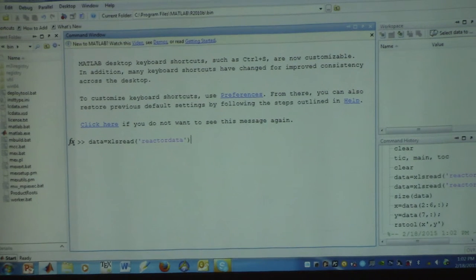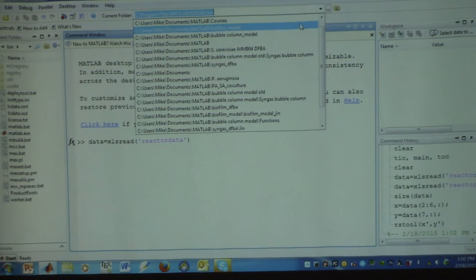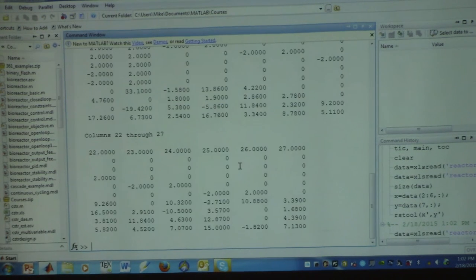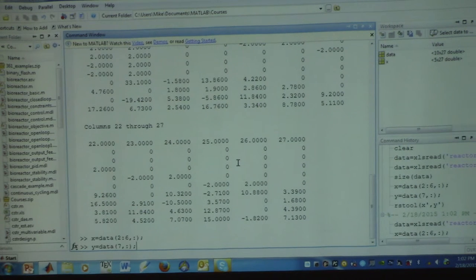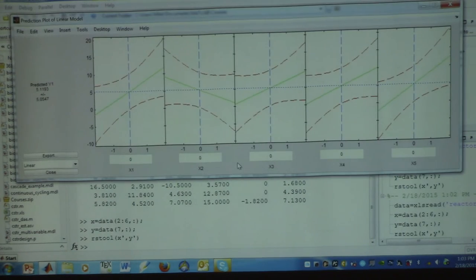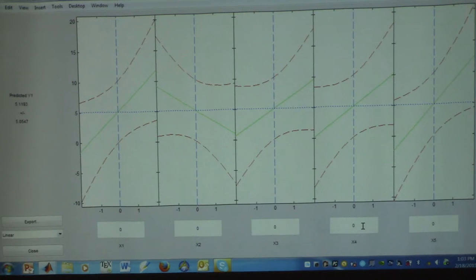All right, let's try this all again. This won't take long. That's my theory at least. Okay, did that, right? And then I created an x vector, and that was that. And then we created a y vector, and that was that. And then we did this RS tool like that. Look at that. All right, and so you can do this.